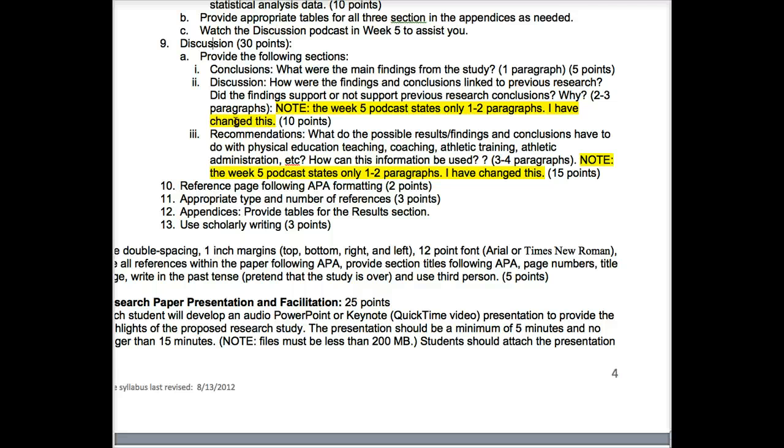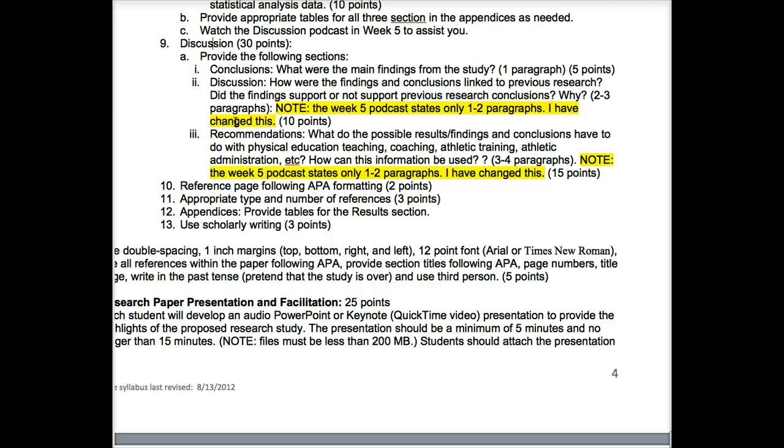If it's an athletic training area, write it to athletic trainers. If it's athletic administrators, just write it to athletic administrators. You don't have to cover all the areas. The big thing is, how can this information be used? What are the practical applications of this material after you've researched and thought about this? Again, I made a change from when I did my original podcast. This should be 3 to 4 paragraphs.